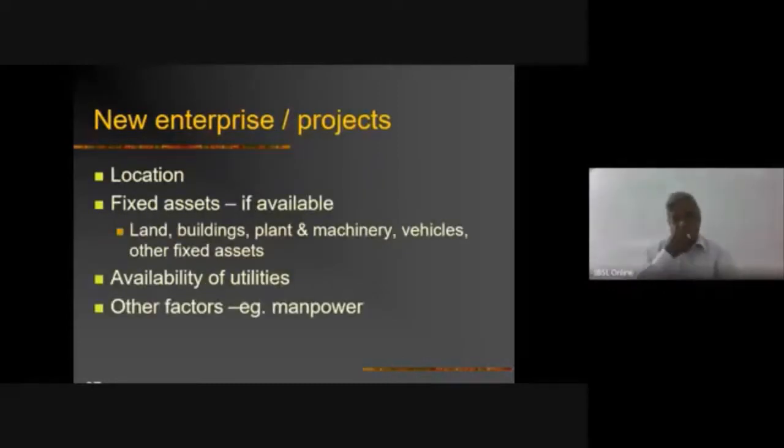New enterprise. So all this time we were discussing the existing enterprise and their facilities. You do all those and find out finally whether this business can be expanded. Now, new enterprise. For a new enterprise, first you are coming to the location.